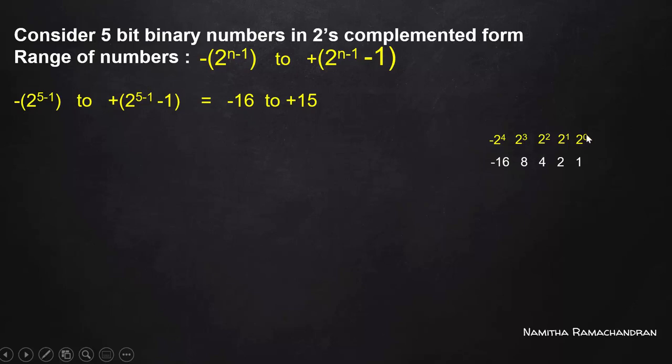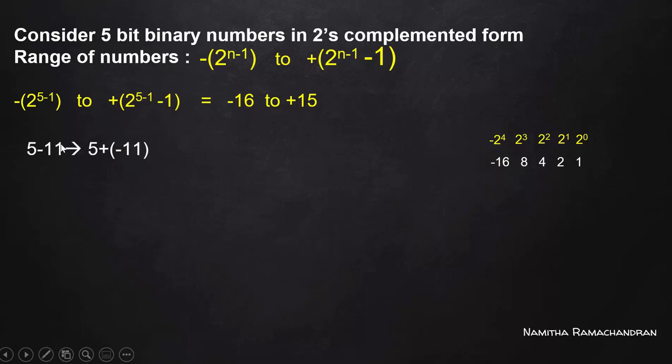The first bit has weightage 1, the second bit has weightage 2, the third bit has weightage 4, the fourth bit has weightage 8, and the sign bit has weightage minus 16. So using these positional weightages, we can generate any of the binary number representations available in this particular range.